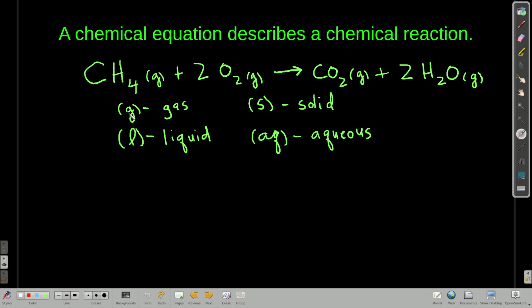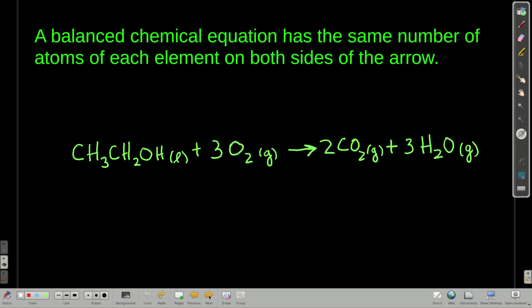Now, this is called a balanced chemical equation, by the way. That's the next thing. In a balanced chemical equation, we have the same number of atoms of each element on both sides of this arrow. The arrow tells you what's happening. What's to the left of the arrow is what's there before the reaction occurs. What's to the right of the arrow, that's what's after the reaction occurs. The left-hand side are called reactants, and everything on the right-hand side are called products.